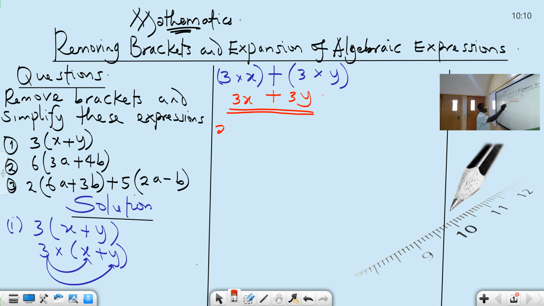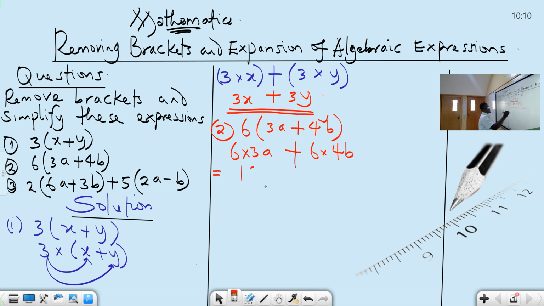Number 2. We have 6 bracket 3a plus 4b. So this 6 is to be distributed over 3a plus 4b. How do we do that? The same way: 6 is multiplying 3a, plus 6 is also multiplying what? 4b. At the end, this will give us 6 times 3a, that is 18a, plus 6 times 4b, that is 24b. That's our final answer. We can't simplify further because they are not like terms, so we leave it like that.